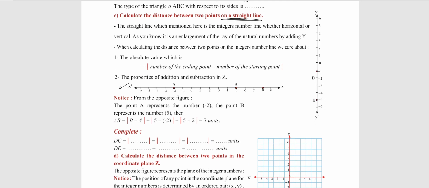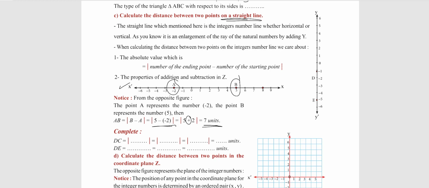on this line, the point A is determined at -2 and the point B is determined at 5. So the length AB equals B minus A, where B is the ending and A is the starting, using the absolute value. So that equals the absolute value of 5 minus -2. That equals 5 plus 2, since negative and negative gives positive, equals the absolute value of 7, which equals 7 units.